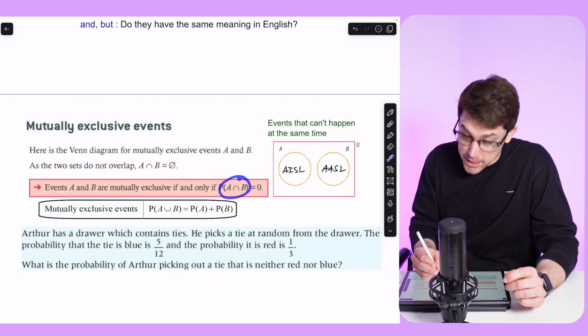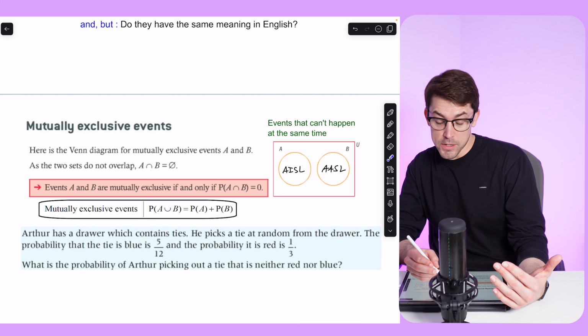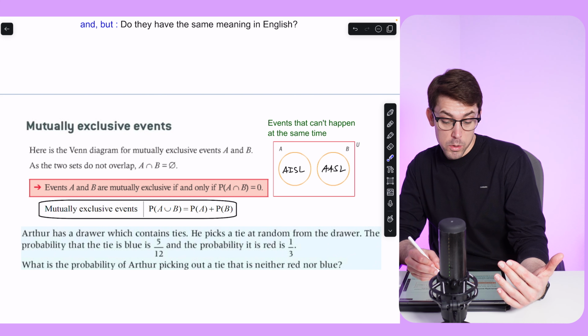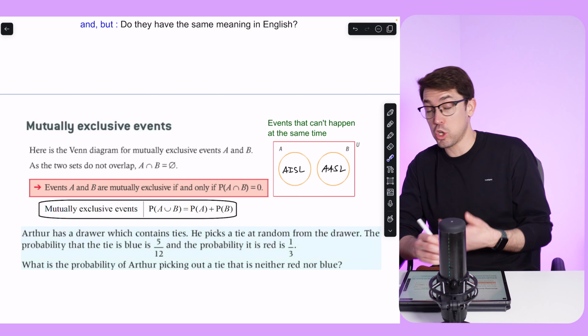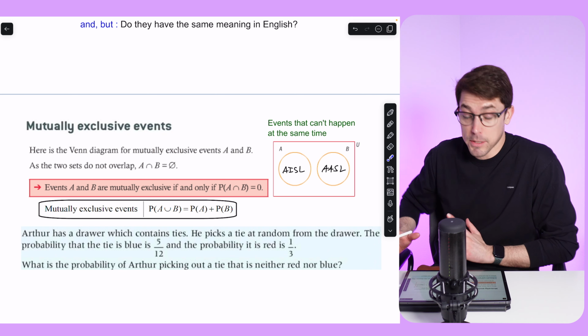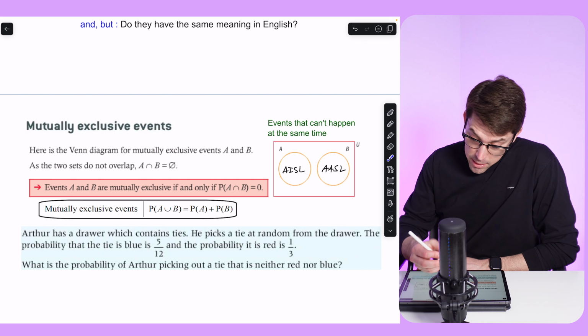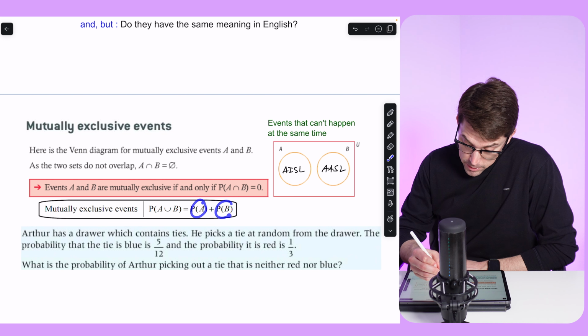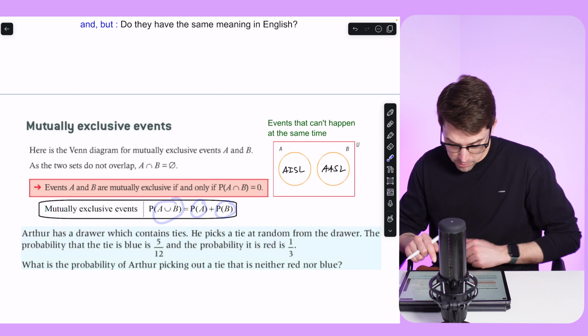It means that the intersect between these two is 0. So think about this. What is the probability of selecting a student in your school who is taking AISL and AASL? Well, there's going to be 0 kids that do that because it's not allowed. You can't do that. Maybe you can transfer classes, but you cannot take them simultaneously. And so for mutually exclusive events, the probability of one plus the probability of the other is the union between the two. And that should make a little bit of sense.